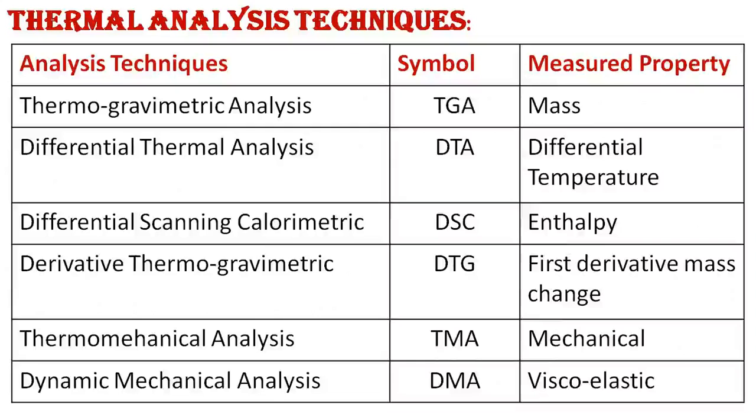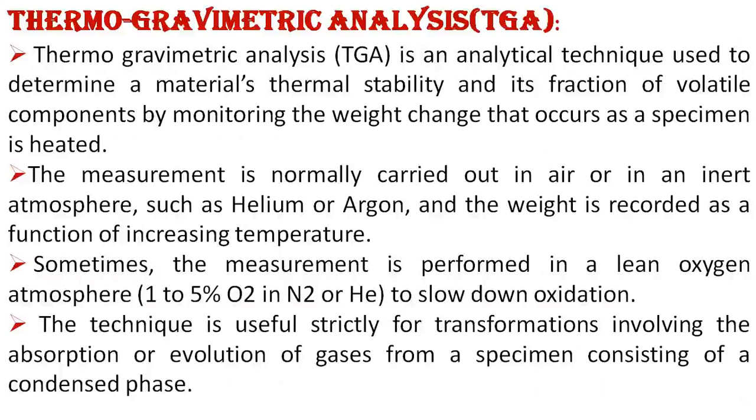So these are the various thermal analysis techniques, their symbols and which property is measured. First one is the TGA, thermogravimetric analysis, which measures mass. Second one is the DTA, differential thermal analysis, differential temperature. Next one is the DSC, differential scanning calorimetry, which measures enthalpy. Next one is the DTG, derivative thermogravimetry, the first derivative of mass change. Next one is the TMA, thermomechanical analysis, which measures mechanical property. Next one is the DMA, dynamic mechanical analysis, which measures viscoelastic properties. Next one is the TGA, thermogravimetric analysis.